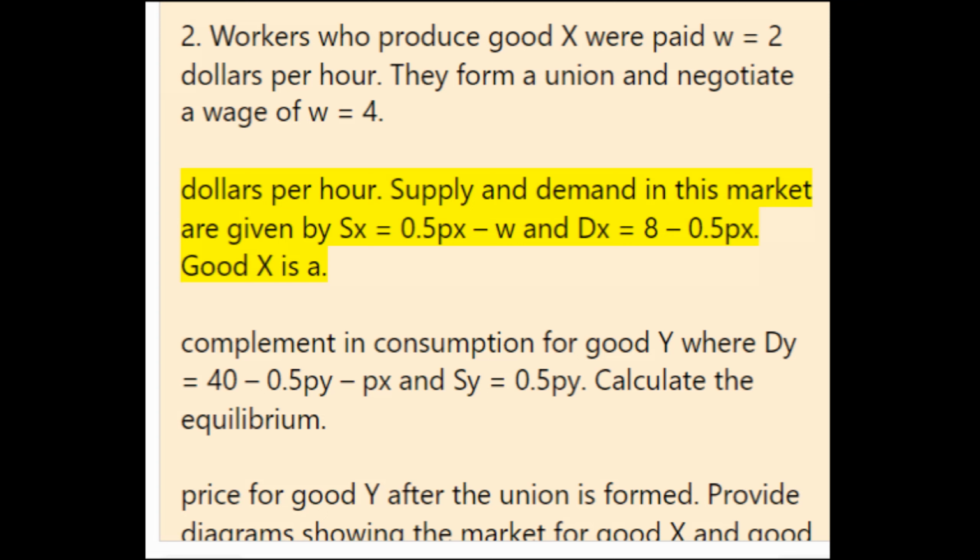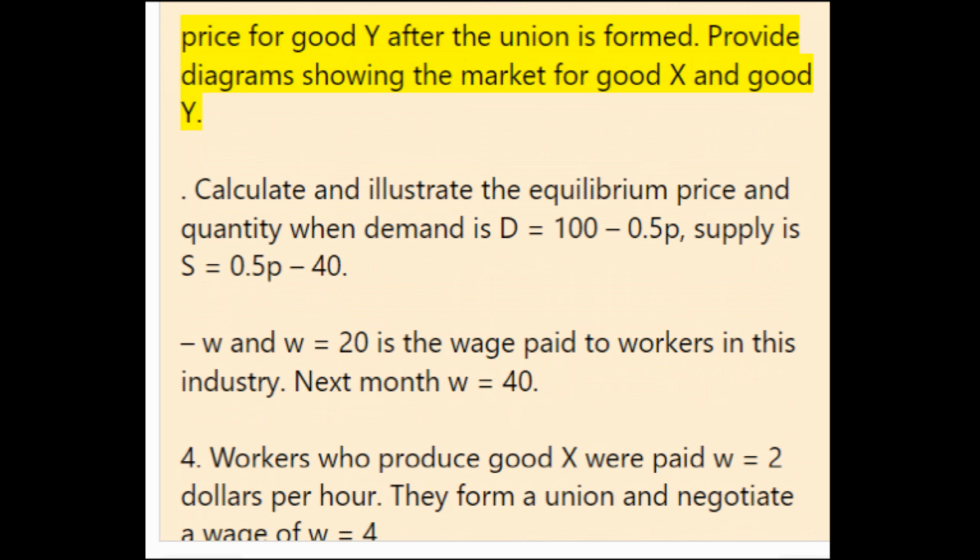Good X is a complement in consumption for good Y, where Dy = 40 - 0.5Py - Px and Sy = 0.5Py. Calculate the equilibrium price for good Y after the union is formed. Provide diagrams showing the market for good X and good Y.